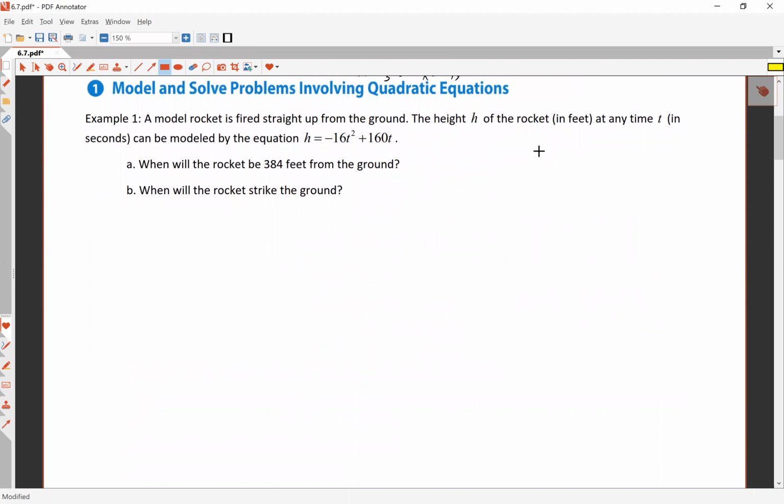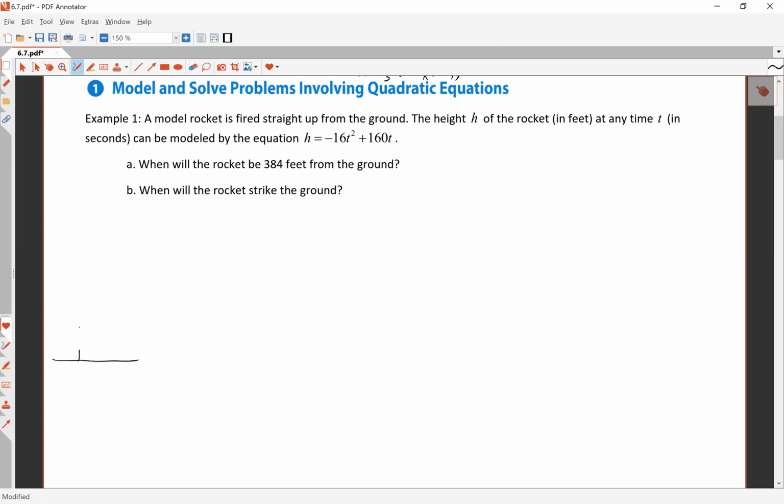In example 1, we have a model rocket. It's fired straight up from the ground. The height, h, of the rocket in feet at any time t in seconds can be modeled by the equation h equals negative 16t squared plus 160t.